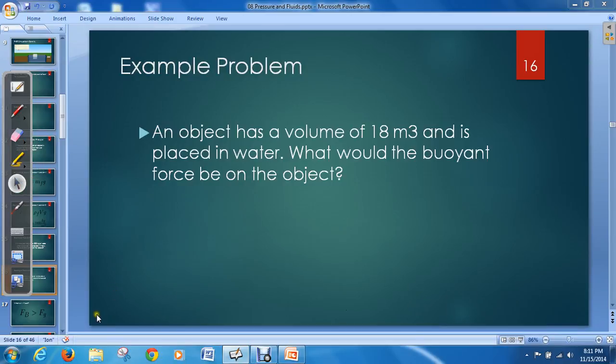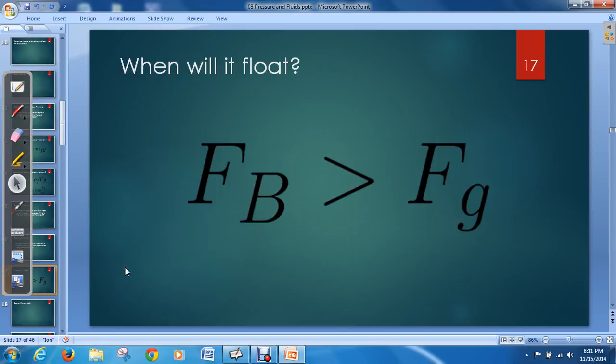Okay, all right. And so the last idea we want to cover is, why do we want to know the buoyant force? Why is it important? Okay, and it comes to this key concept, that an object will float when the buoyant force is greater than the weight of the object, or the gravitational force. Okay, so when will it float? When the buoyant force is greater than the gravitational force. So I calculate the buoyant force on an object using that equation, and then I calculate or measure its weight, its gravitational force. And if the buoyant force is greater, then it will float. If the buoyant force is less, then it will sink.